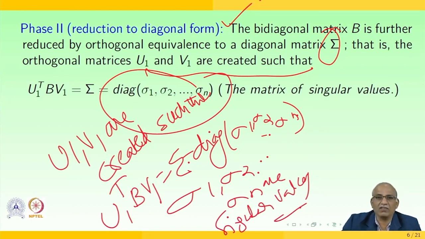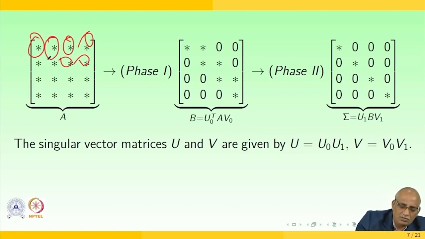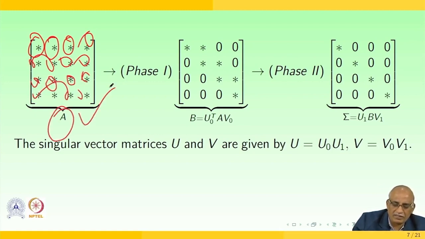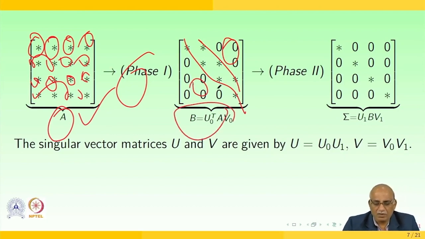Where sigmas are singular values. Now see that form of the matrix. So these are all non-zeros. That is, I call it matrix A, phase 1. And I write this as a non-zero matrix, a non-zero matrix, and zeros. So B is nothing but U0 transpose A V0.